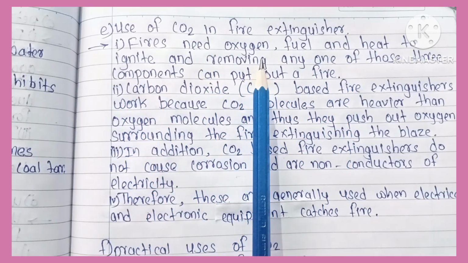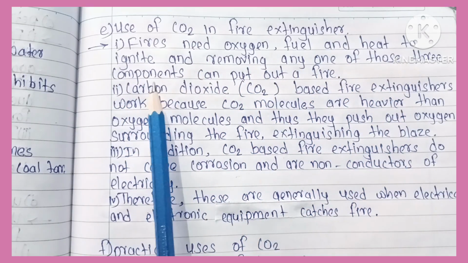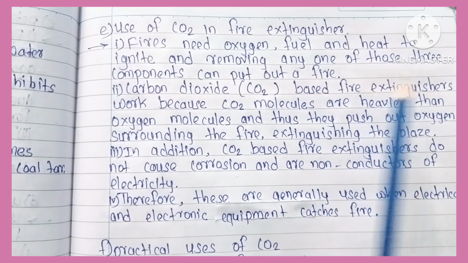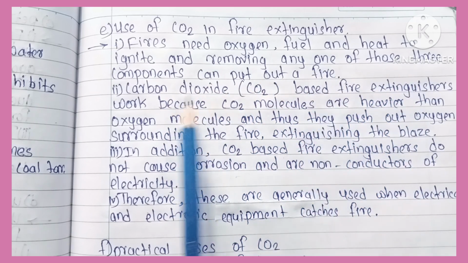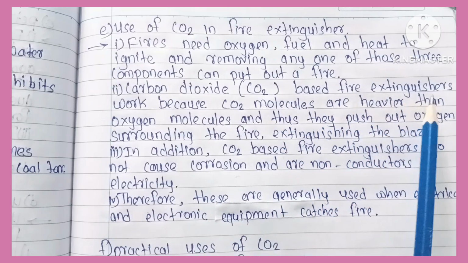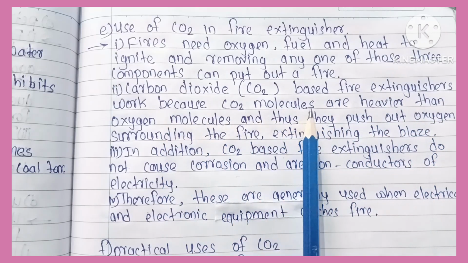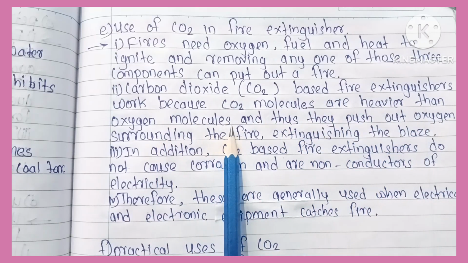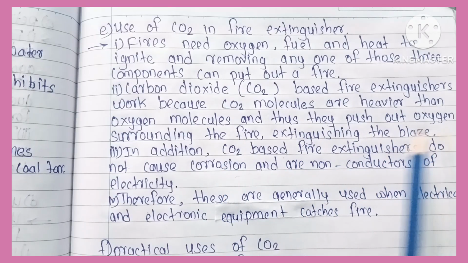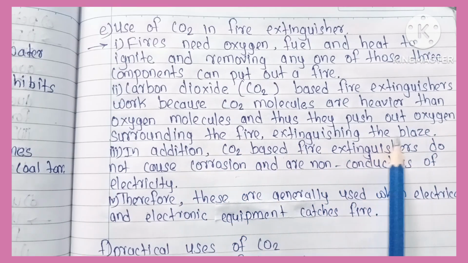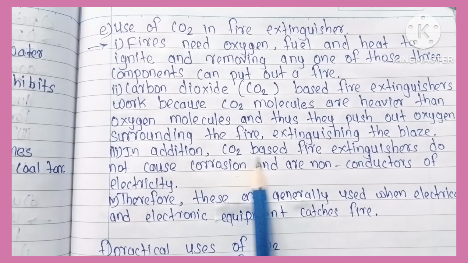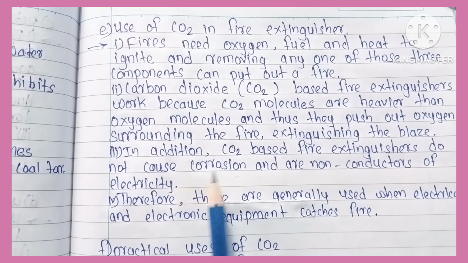Answer, fires need oxygen, fuel and heat to ignite, and removing any one of those three components can put out a fire. Carbon dioxide CO2 based fire extinguishers work because CO2 molecules are heavier than oxygen molecules and thus they push out oxygen surrounding the fire, extinguishing the blaze. In addition, CO2-based fire extinguishers do not cause corrosion and are non-conductors of electricity. Therefore, these are generally used when electrical and electronic equipment catches fire.